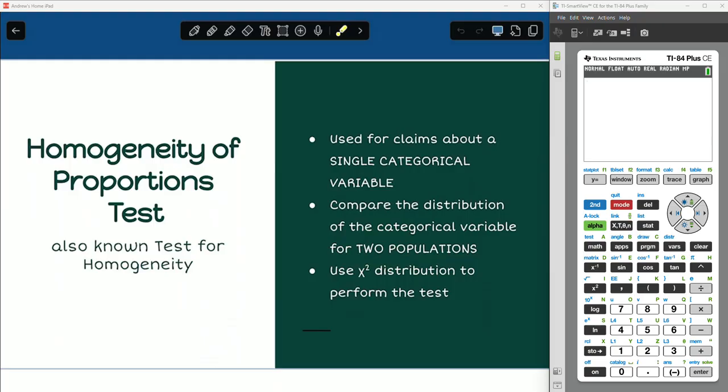So one of the things you really need to look out for is wording in the question. Tests for independence are usually very clear in that they ask you to test if the two variables are independent or if there is a relationship. Here, it's going to be very clear that you are comparing two populations, and that is unique to tests for homogeneity.